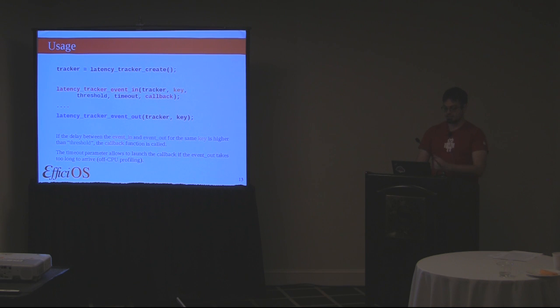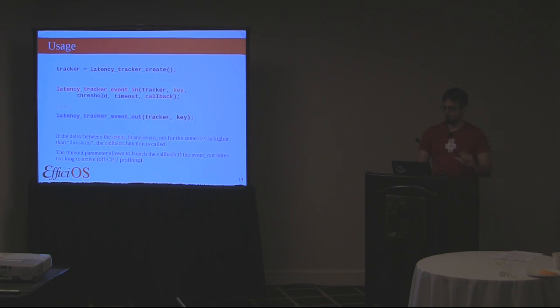So the API is as simple as this. You create a tracker, you have an event in, event out API, and the key thing there is you provide a key that's used to match the in and out events. Underneath, we're implementing the tracking of those with a hash table. If the delay for a specific key is higher than the threshold specified, the callback function is called.